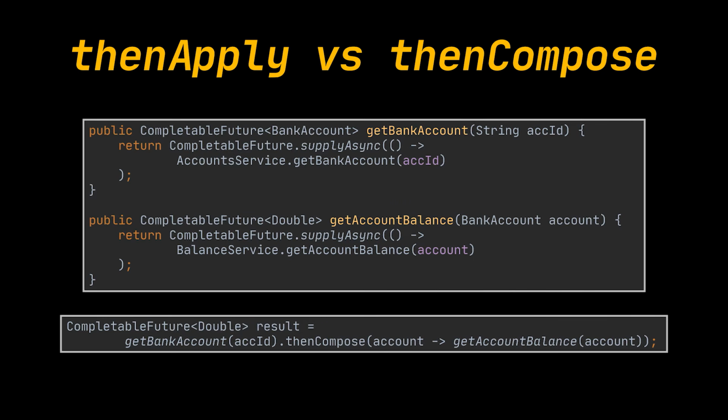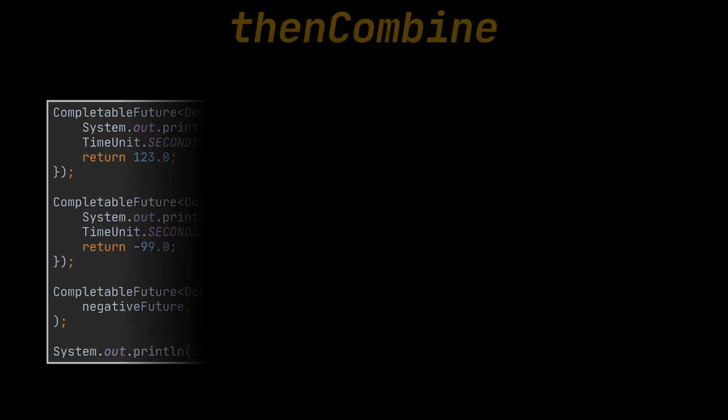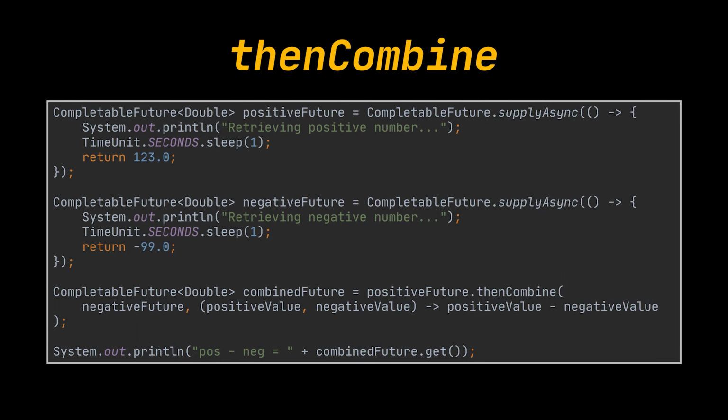If you want the final result to be a top-level future, use the thenCompose method instead. So, quick recap. If your callback function returns a completable future and you want a flattened result from the completable future chain, which in most cases you would, then use thenCompose. Okay, while thenCompose is used to combine two futures where one future is dependent on the other, thenCombine is used when you want two futures to run independently and do something after both are complete.